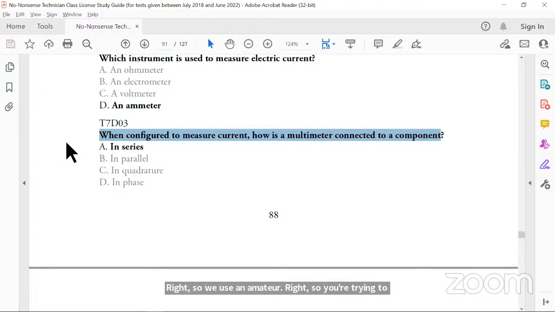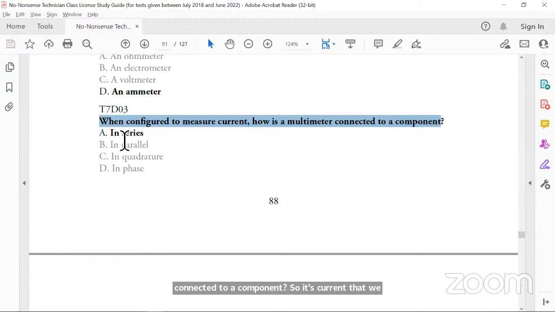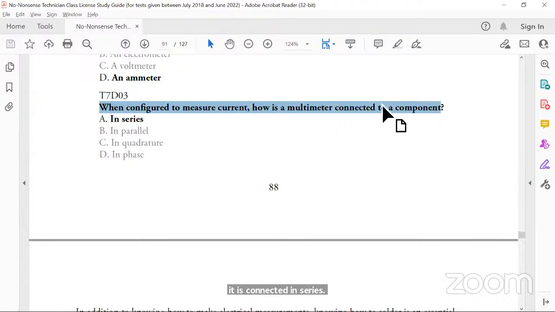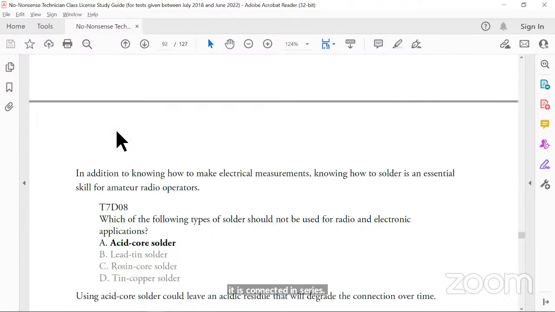When configured to measure current, how is a multimeter connected to a component? So it's current that we're measuring, current flow. We're trying to get the current in circuit, so therefore it is connected in series, right? So an ammeter or multimeter measuring current is connected in series.